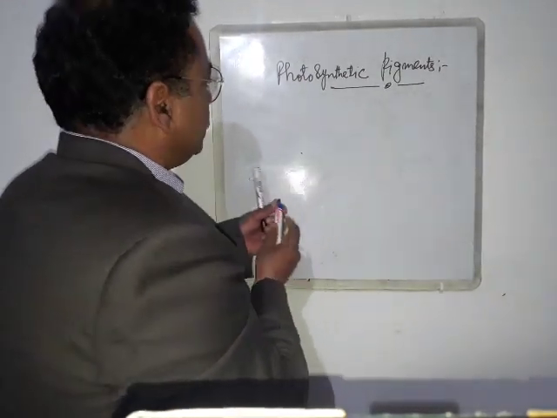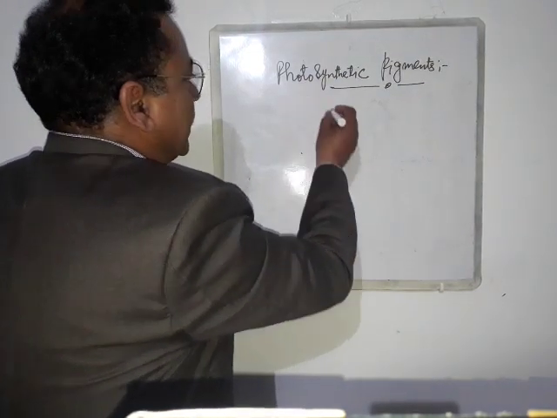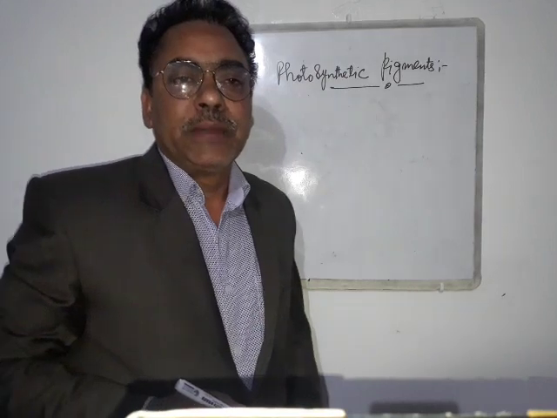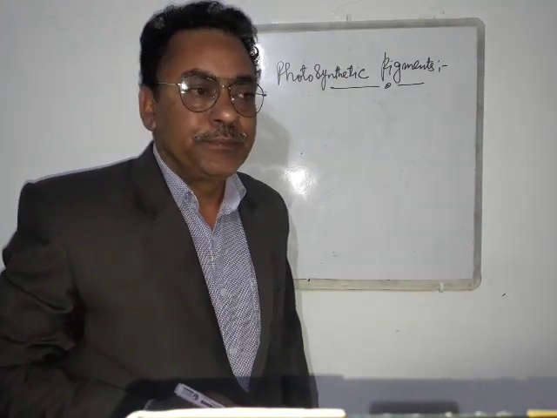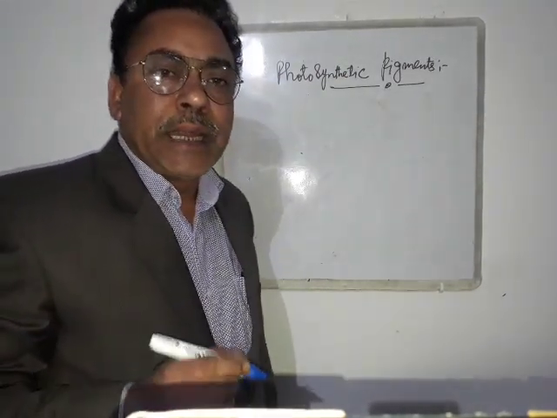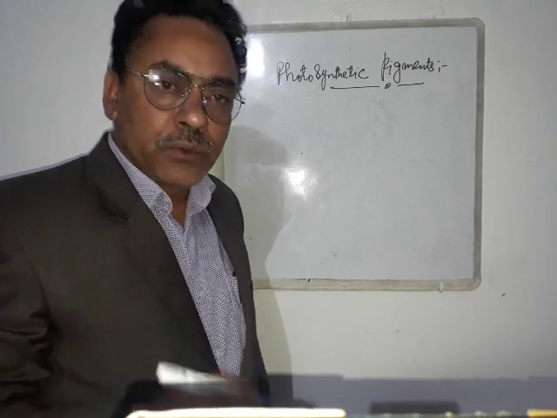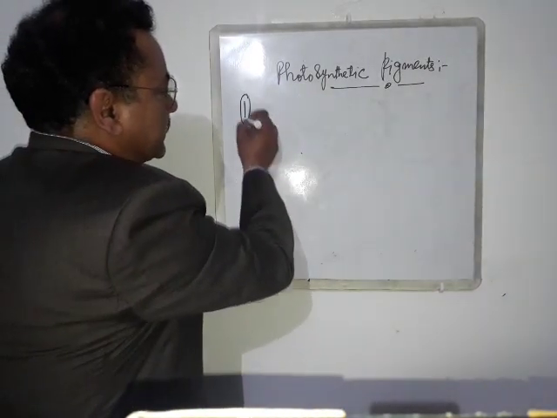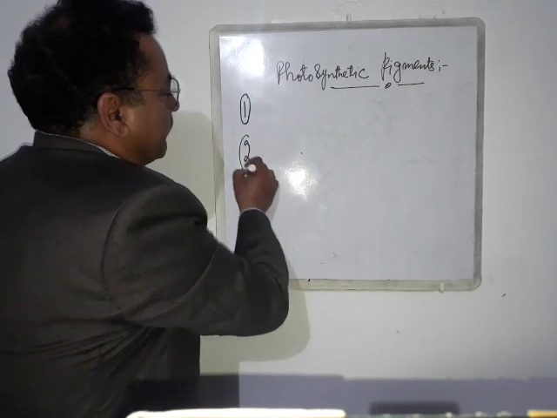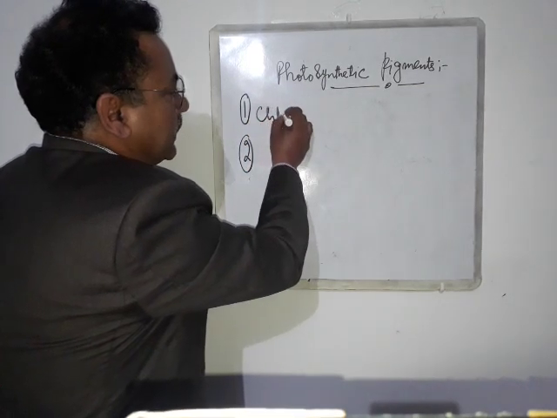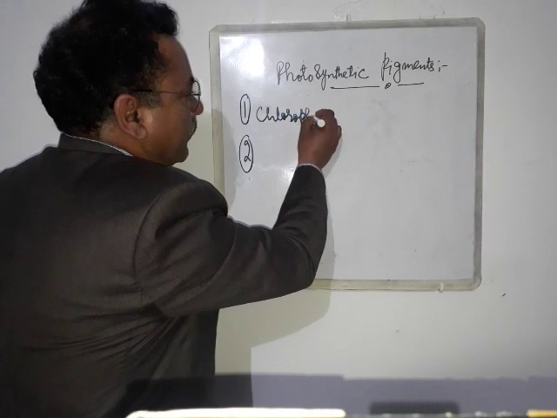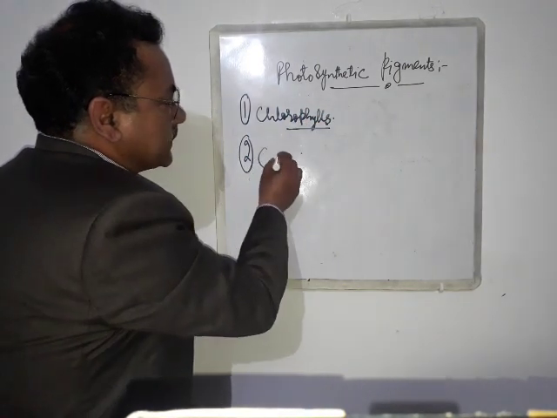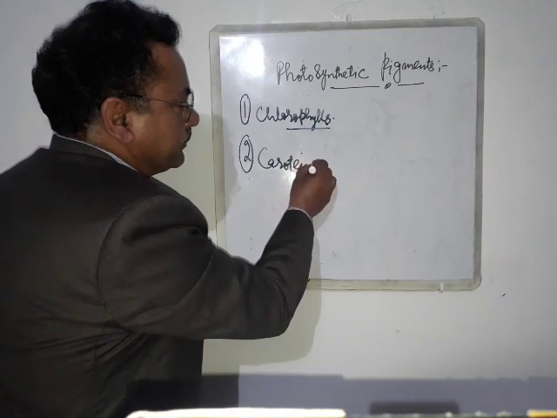Now, the photosynthetic pigments are present inside the thylakoid membranes of the chloroplasts, and they are basically meant for absorption of photons or light energy. They are broadly of two types. Number one type you call as chlorophylls, and number second type you call as carotenoids.